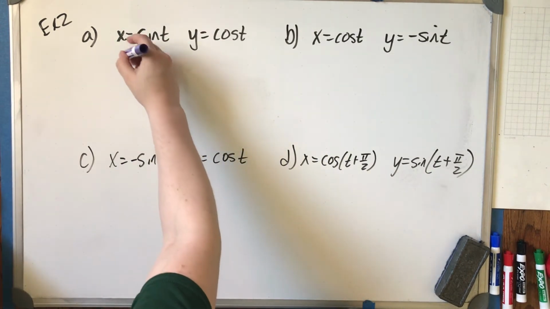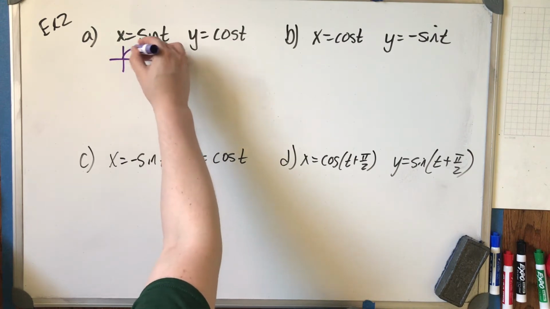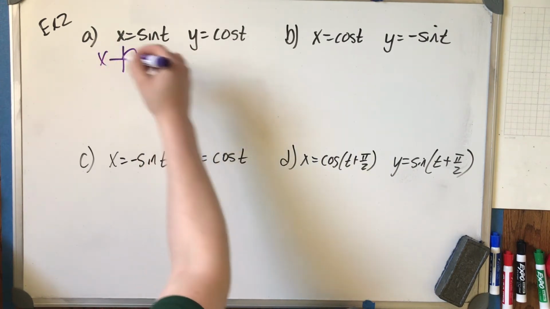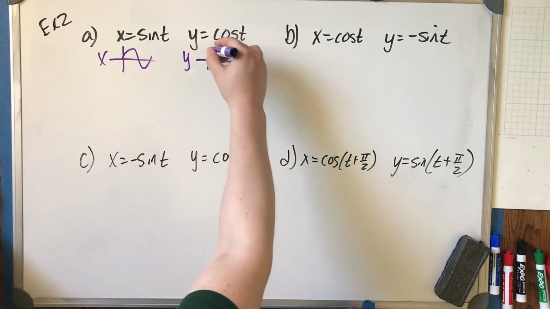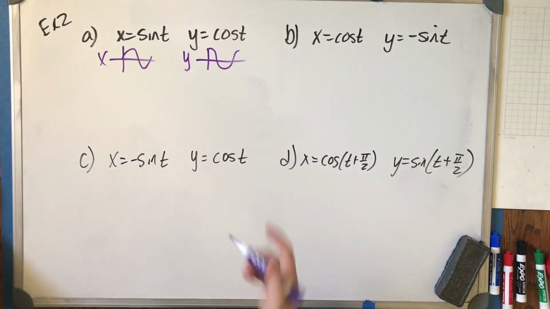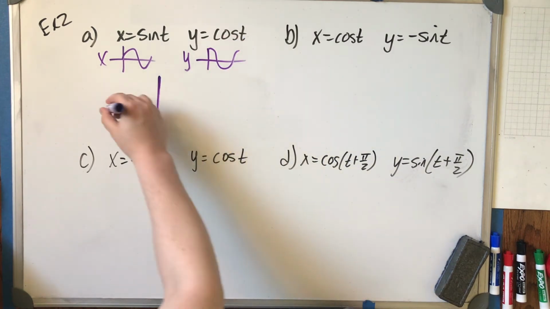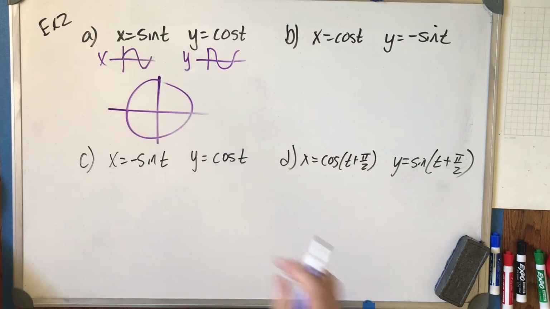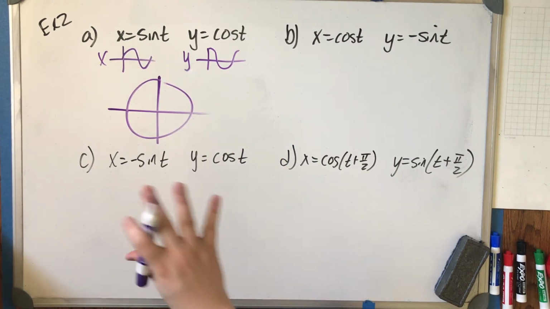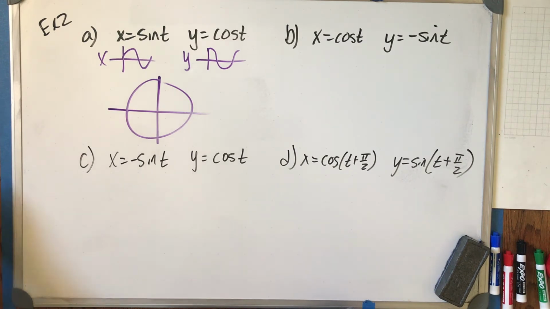We have x equals sine. So I'm just going to sketch a quick graph of what sine looks like. That's the x value, and the y values are cosine, so I'm going to do that. Let's start off by just drawing a circle that is centered on 0, 0, has a radius of 1, and what we want to do is label where we're starting and which direction we're going in.